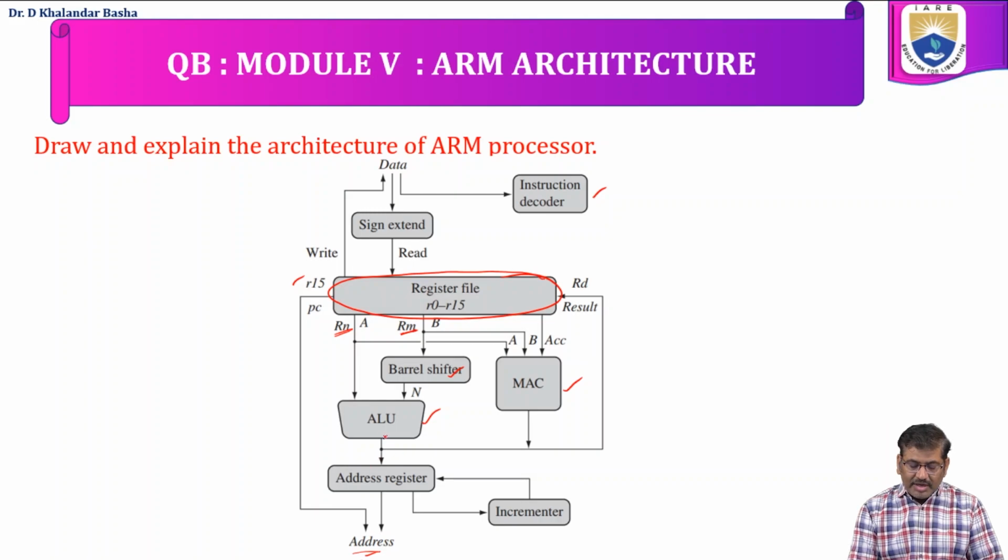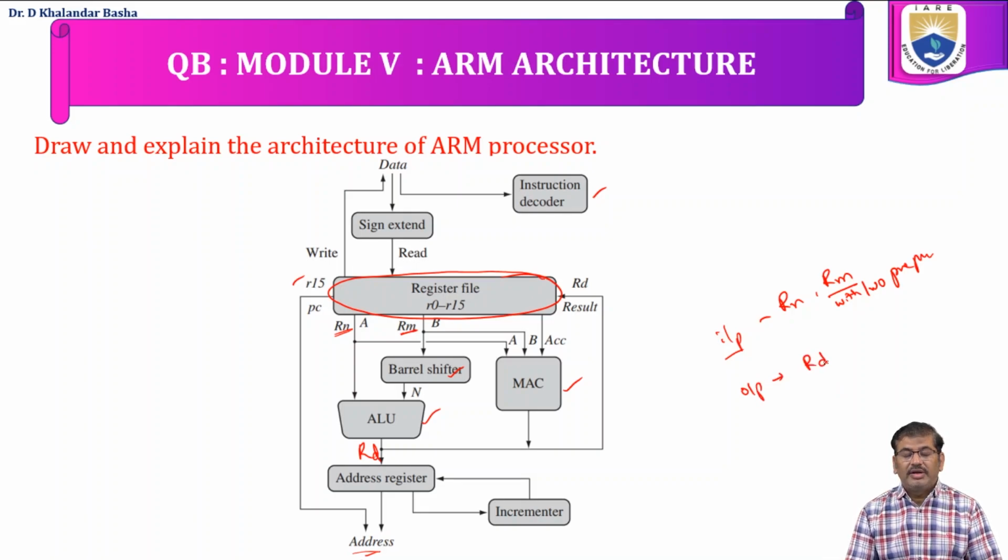Next, when we are doing some processing in the ALU, the result will be stored in the Rd register. So for an ALU operation, the input is given in the Rn register and Rm register, either with or without pre-processing. After the ALU operation, the output will be placed in the Rd register.